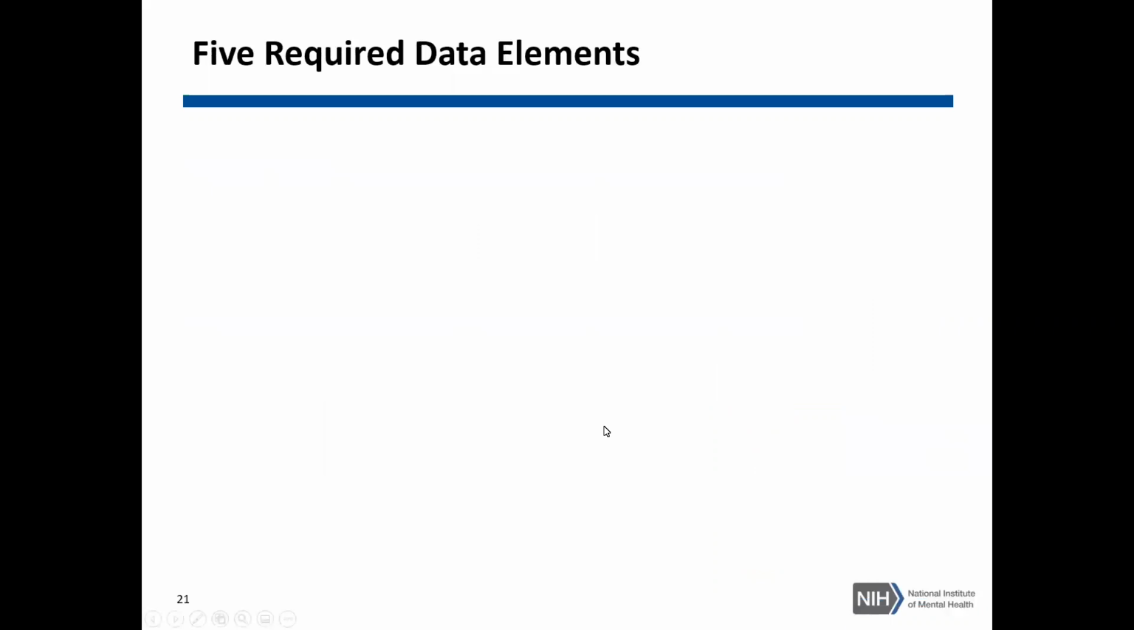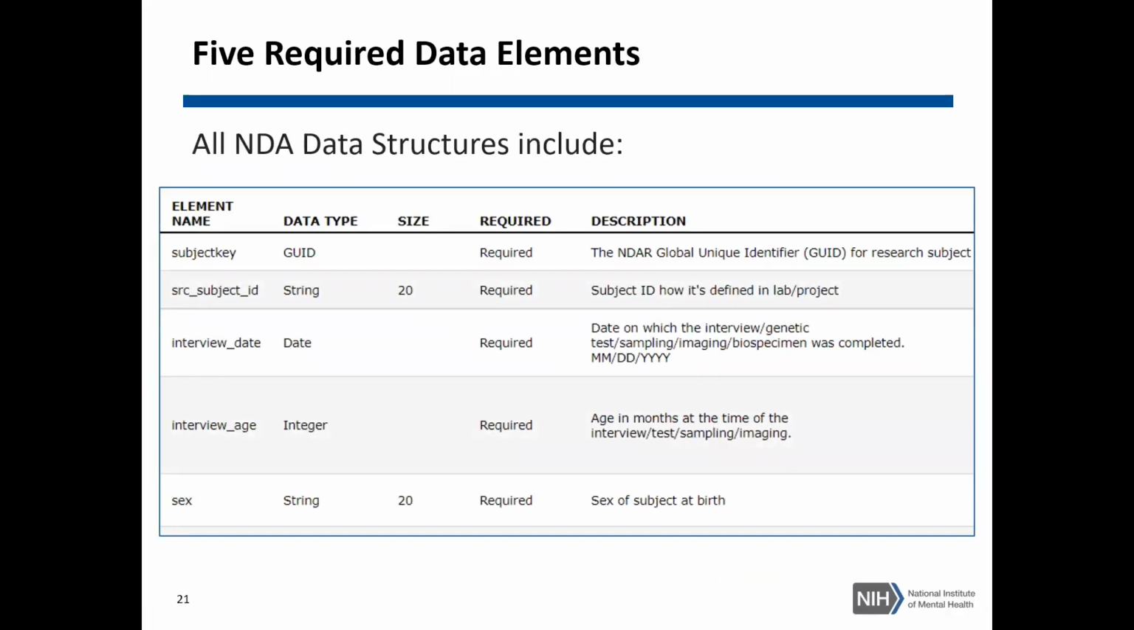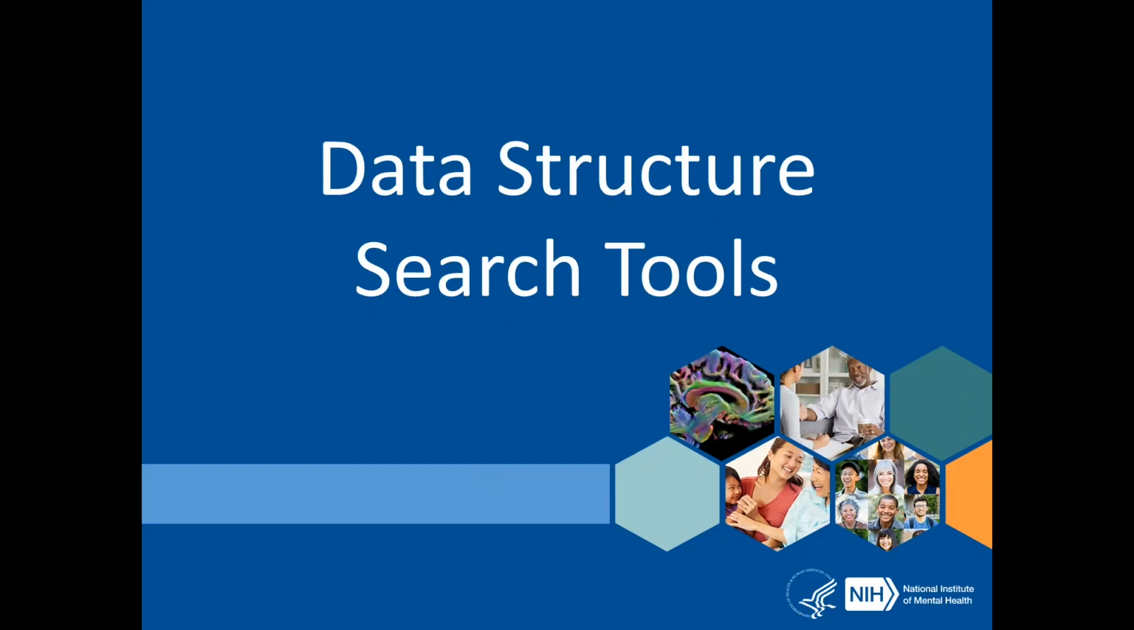And in all data structures, including the ones that you may need to create and request for, they will include these 5 required data elements. You'll see subject key, SRC subject ID, interview date, interview age, and sex. So now that we understand the data expected list and data structures a bit more, let's go over the tools NDA has to search for existing structures to add to your data expected list and data elements that you may need to request to add to a data structure.